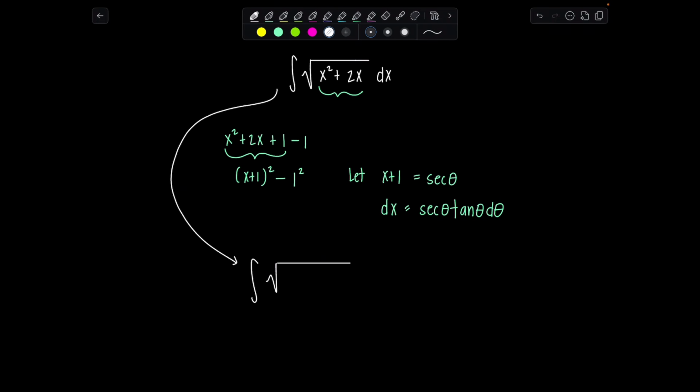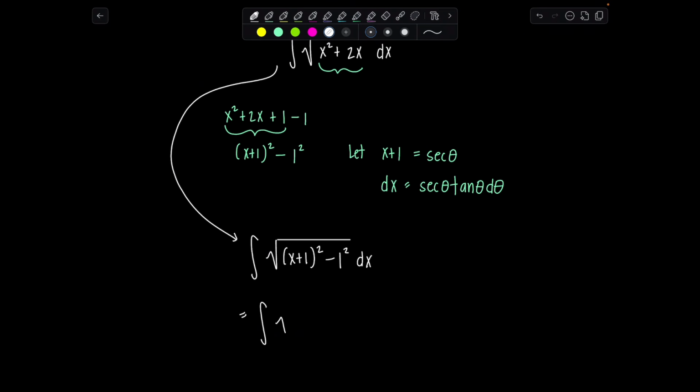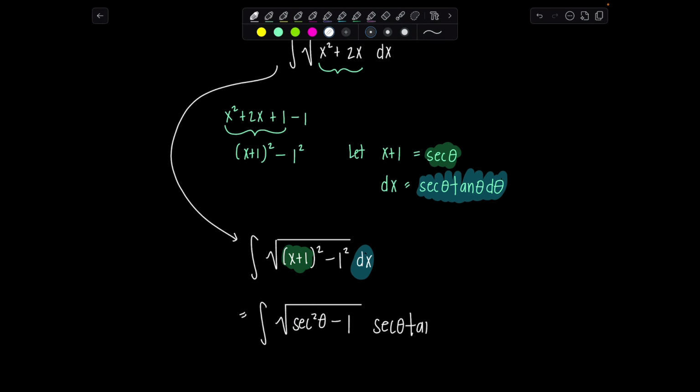So we're going to have square root. First, let me write it out with the square completed and everything so you can see it easily. Okay, so that's underneath the radical now once we complete the square. And then I can replace everything underneath the radical with the following. So x plus 1, that's secant theta. So we're going to have secant squared theta minus 1. And then who is my dx? Dx is all of this, secant theta, tan theta, d theta.